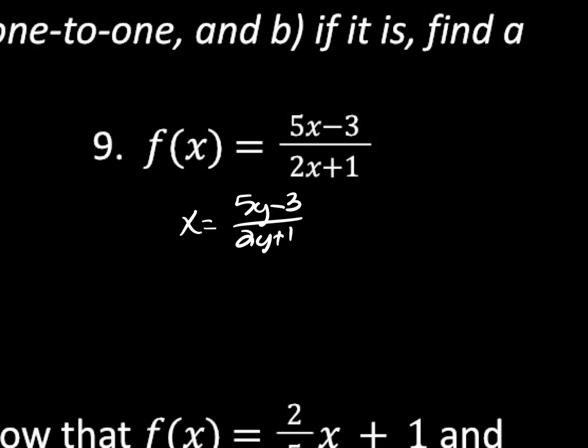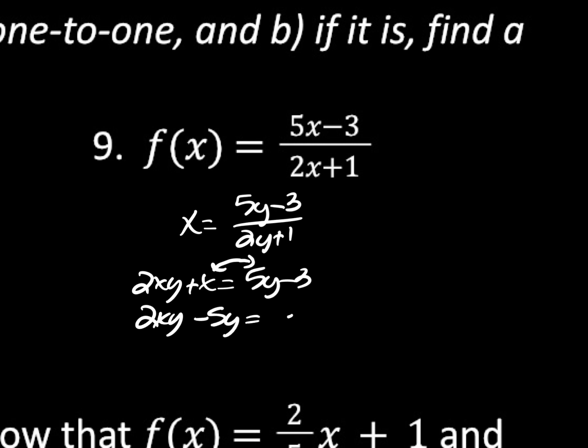I'm going to cross multiply now. 2xy plus x equals 5y minus 3. All I did is I cross multiplied. Now I need to get the y's together because I'm trying to get the y by itself. So I'm going to switch places with the x and the 5y, move the 5y over here, move the x over here. They just switch signs.